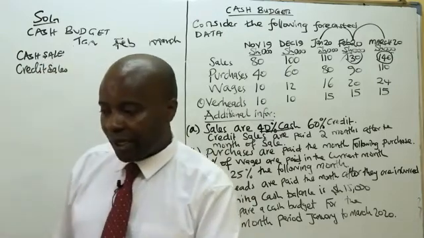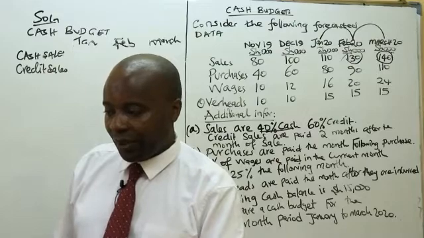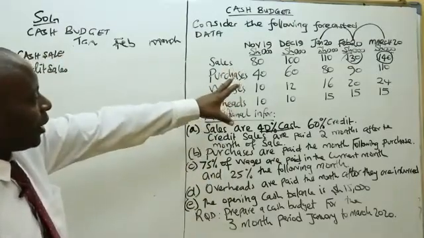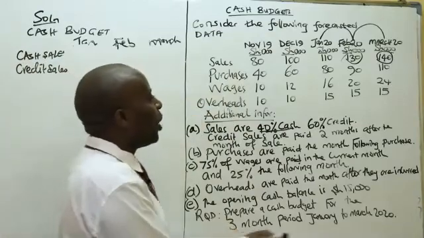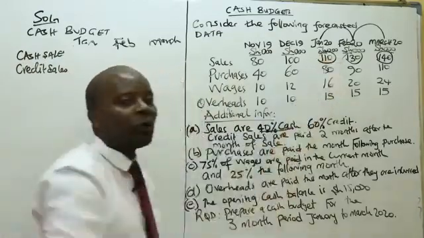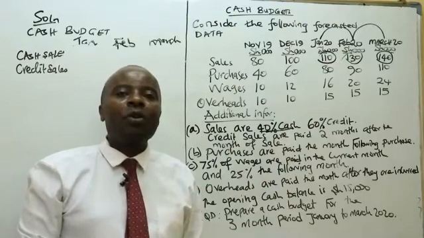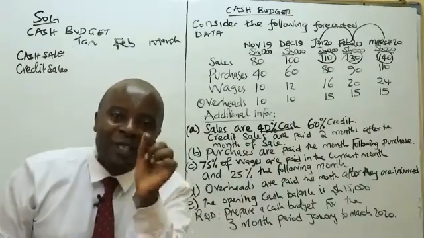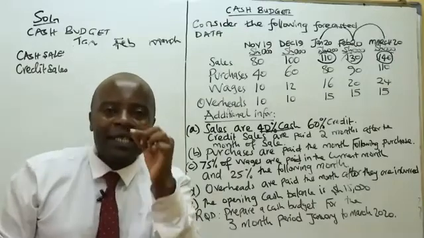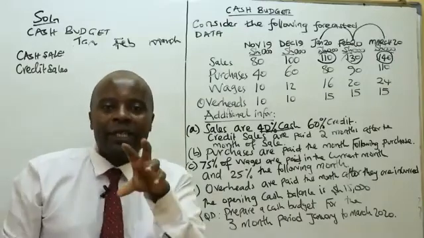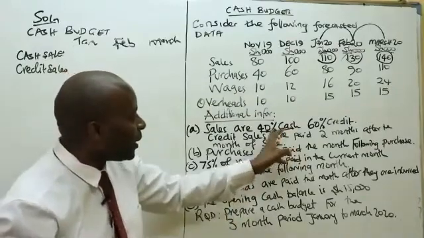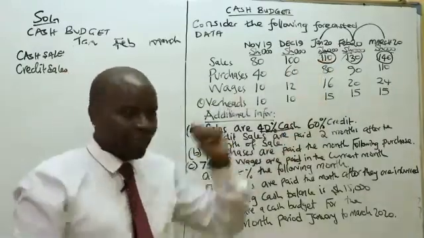So we start again together here. Look at the month of January. The goods we sold in January were worth how much here, somebody? Were worth 110. Of which 40% of 110 will be received intactly in the month. That is the concept of cash sale. So what is 40% of 110?